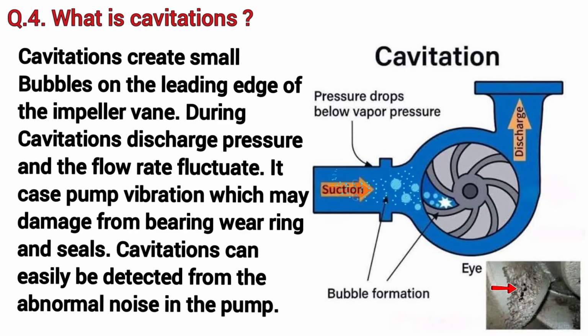Cavitation creates small bubbles on the leading edge of the impeller vane. During cavitation, discharge pressure and flow rate fluctuate. It causes pump vibration, which may damage the bearing, wear ring and seals. Cavitation can easily be detected from the abnormal noise in the pump.